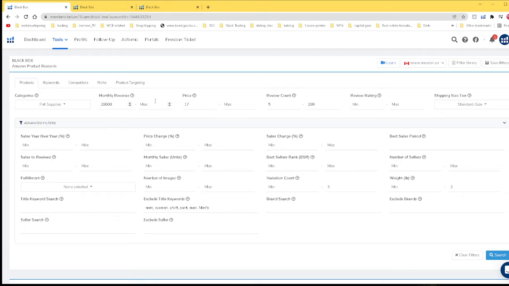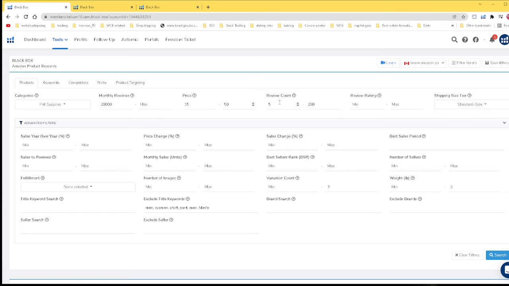So I put 20,000, and also I'm looking at the price around 15 to 20. So let's call it 15 or 16. Let's call it 15. Maximum, you want to be somewhere around 50, not much more, because the higher you go, the cost of your inventory would be higher. That means you need more capital in order to order what you want to sell.